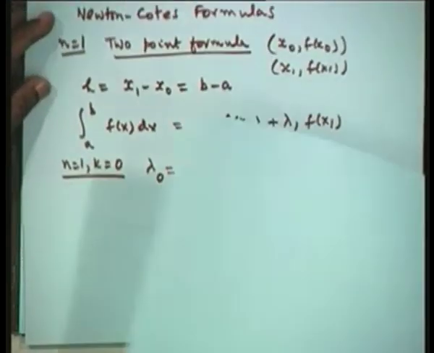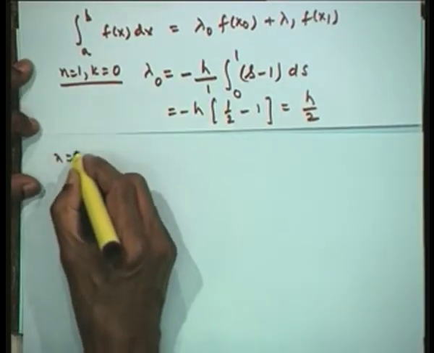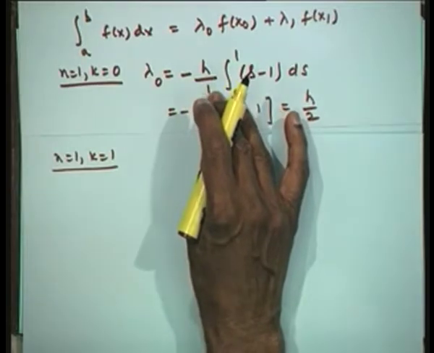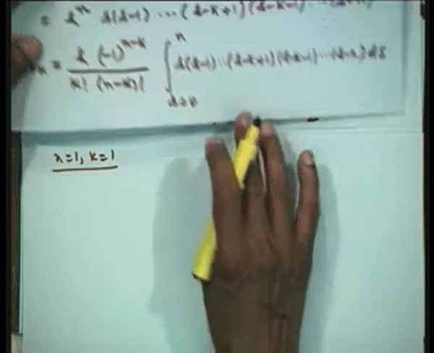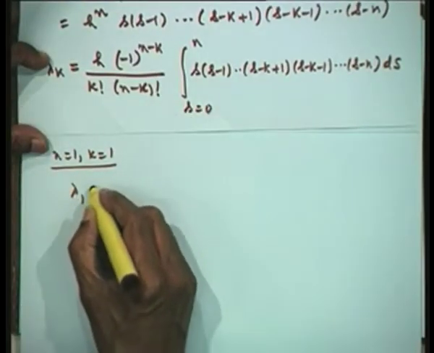Now, we have obtained already lambda naught. So, let us obtain lambda 1. So, now I have to take n is equal to 1, k is equal to 1. So, let us put in this n is equal to 1, k is equal to 1. Therefore, I will have lambda 1.